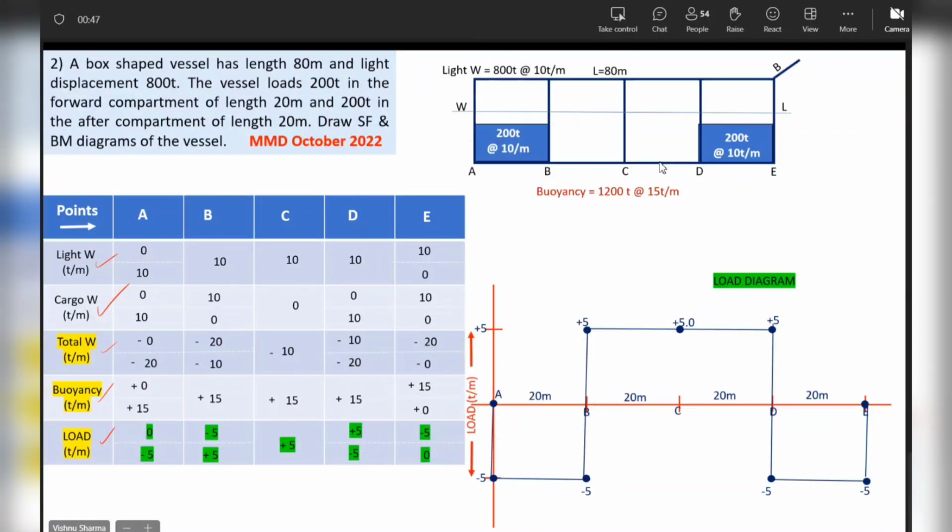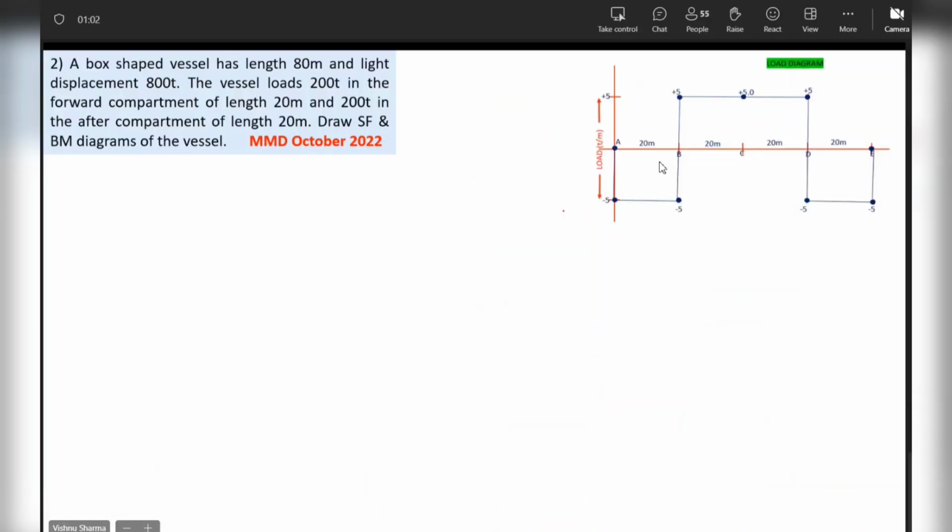Becomes 0. Guys, this is the load diagram for this question. Everybody is good with it? Yes, sir. Okay. BM diagram, I have not done beyond this. The BM diagram for this, I am sure all of you know. The area of this one is 5 into 20, 100, 100, 100, and 100.